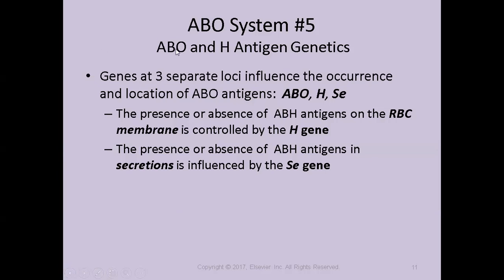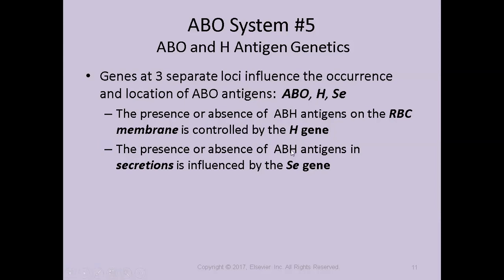So let's talk about ABO and big H antigen. There are genes at 3 separate loci that influence the occurrence and location of ABO antigens. And so ABO is absolutely linked to something called the big H, and it's also linked to something, capital S, little e, which I'll call SE, okay? So the presence or absence of A, B, and H antigens on the red cell membrane is controlled by the H gene. And notice it's not just H. This H gene controls A and B antigen expression as well.